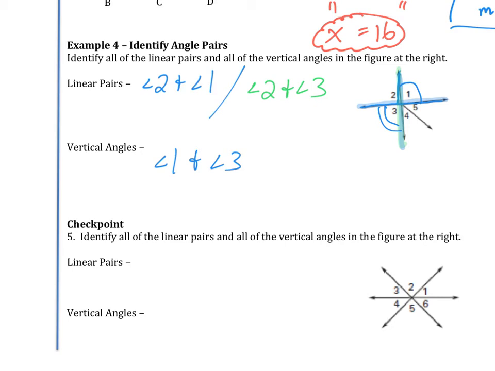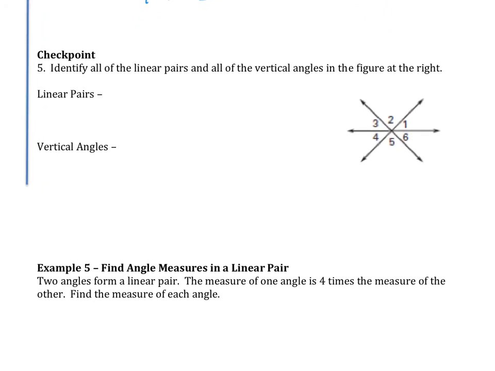And we can't say 2 and 5 because 5 is kind of part of this angle. You see how 5 does not cover the whole thing, so we can't say 2 and 5. So the only vertical angles are 1 and 3. And I'm going to show the checkpoint just so we have a better understanding of this.